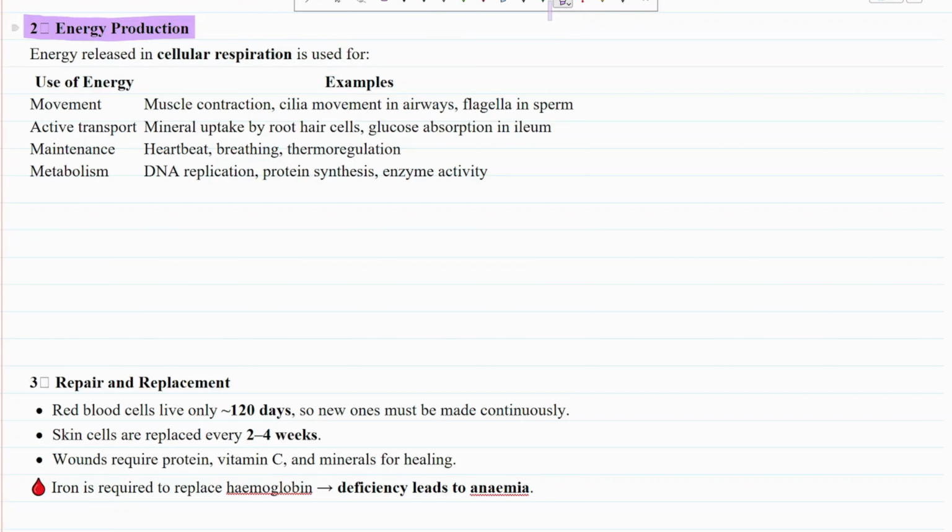The second reason for getting food is energy production. Energy is released in cellular respiration. You know what respiration is? The chemical reaction in which glucose is broken down. Here, ATP, which is produced as a result of aerobic respiration, is the energy source. And you know, almost 36 to 38 ATP molecules are produced when a single glucose molecule is broken down. That is called cellular respiration.